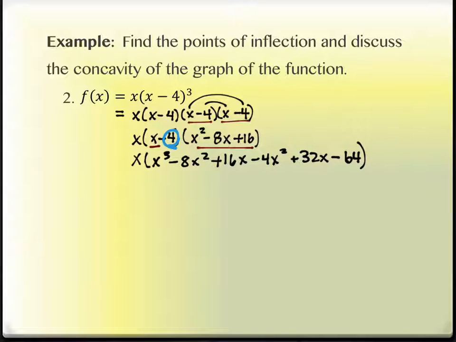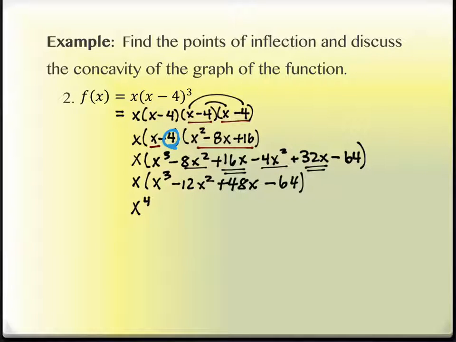We need to combine some like terms, and we need to distribute the last x through. Let's combine terms first. There's an x cubed. I have negative 12x squared. And then I have, good grief, positive 16, negative 32. Is that right? Okay, 48x. And then the last piece was minus 64. And if I go through with my x, I have x to the 4th minus 12x cubed plus 48x squared minus 64x.